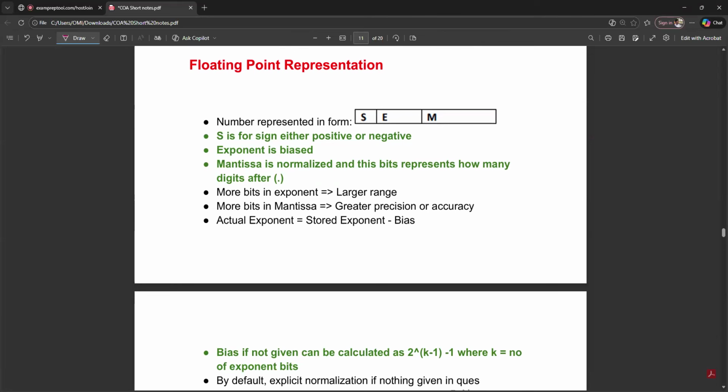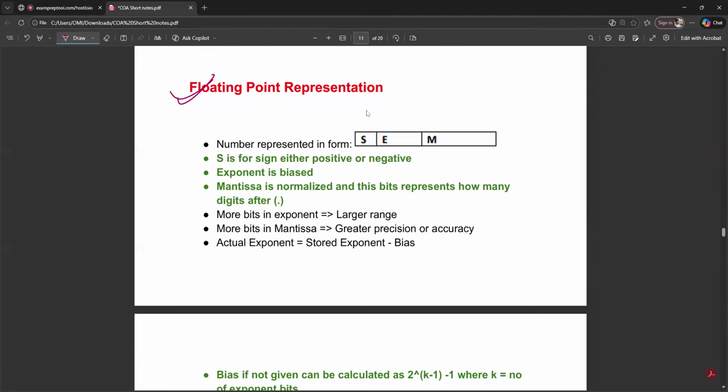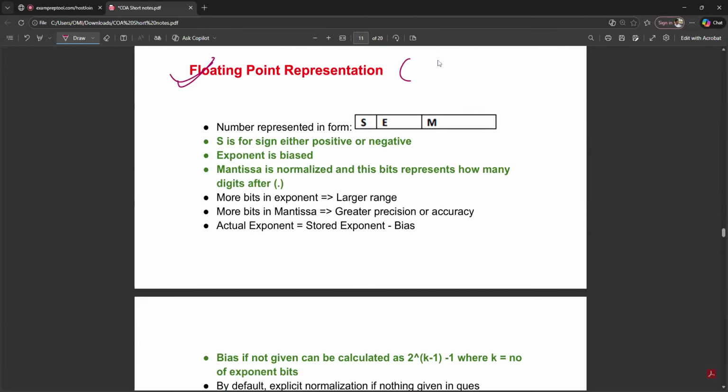Okay, moving to the next topic, floating point operations. Floating point representation is used to represent floating point numbers, right? A number is represented in the form of S, E, and Mantissa.